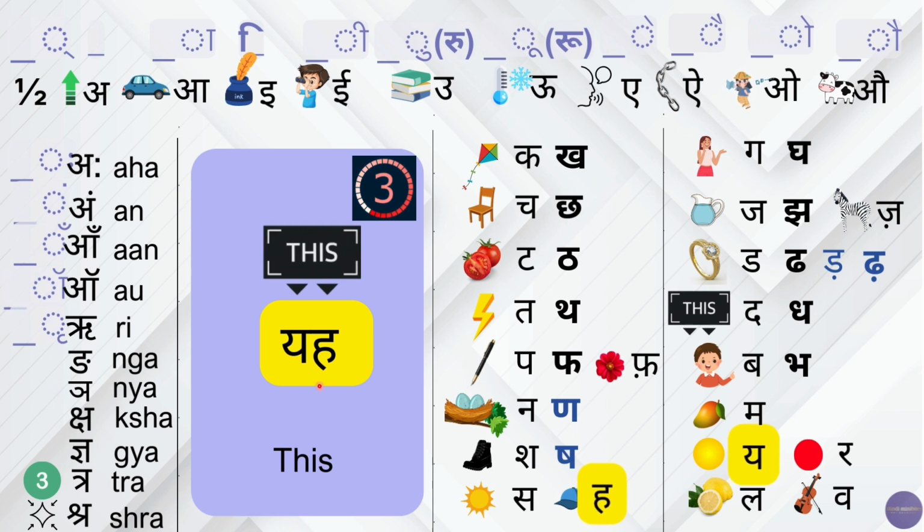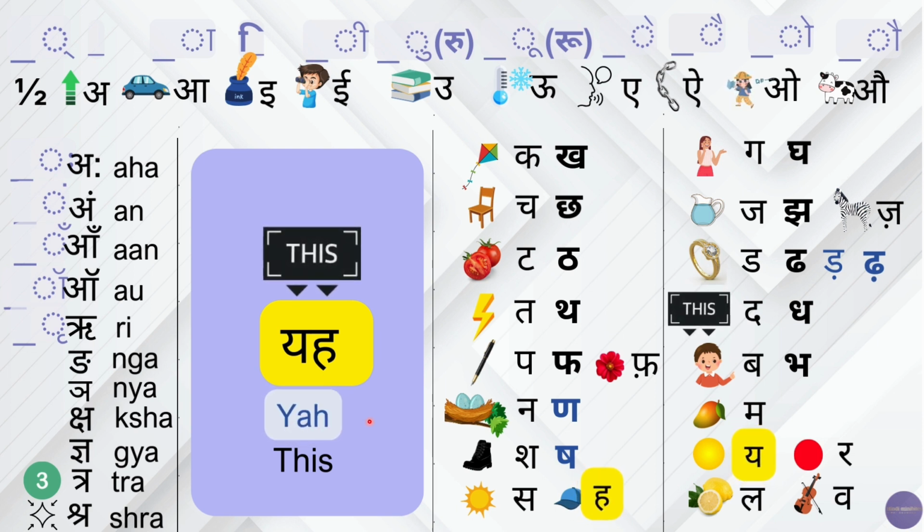This word means this. Y sound in yellow and her sound in hat makes the word sound as yah. We pronounce this as yah. Next word.